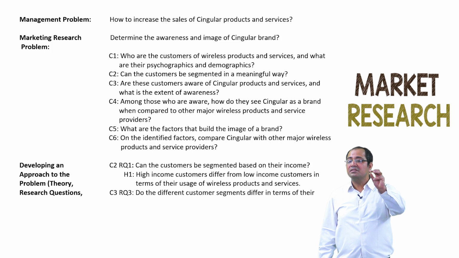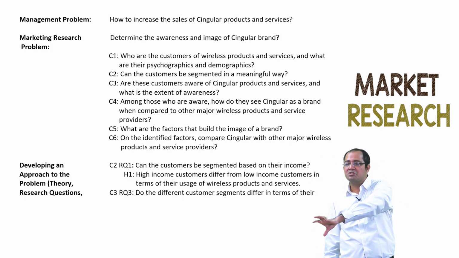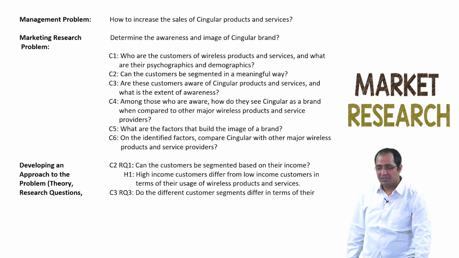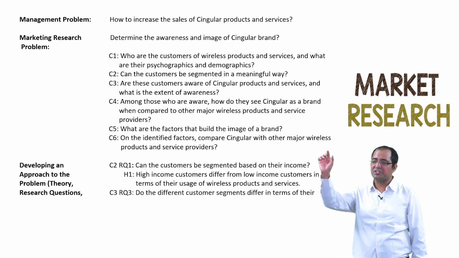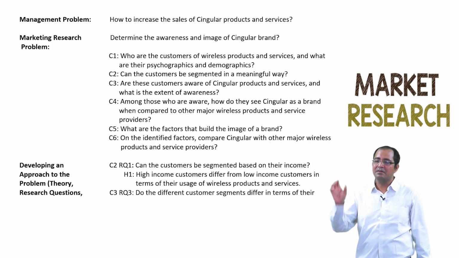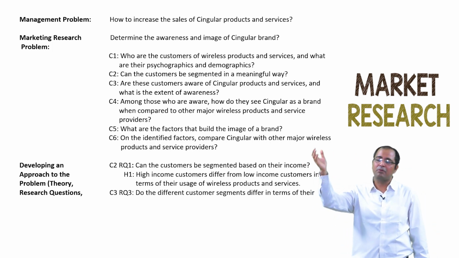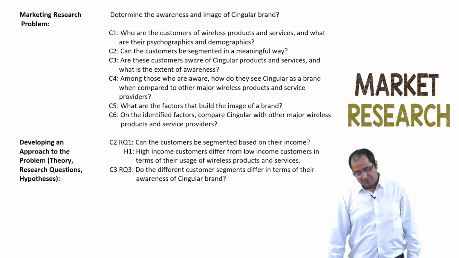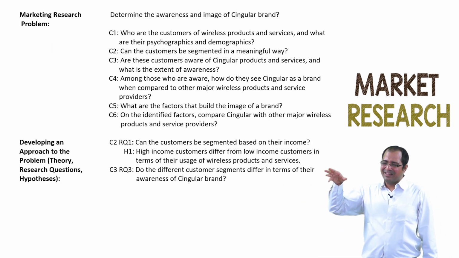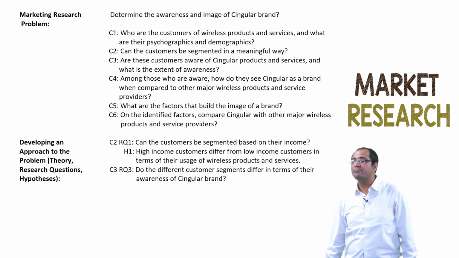And then once the probable cause is identified, problem solving research came up, with the 6 steps. First, problem definition: determine the awareness and image of the Singular brand. This is the first step. Because awareness and image are both part of this problem, it is broken down into simple components. The problem statement itself is a little complex one. In this case, determine the awareness and image of the Singular brand.